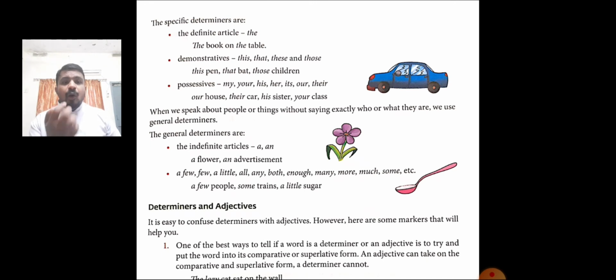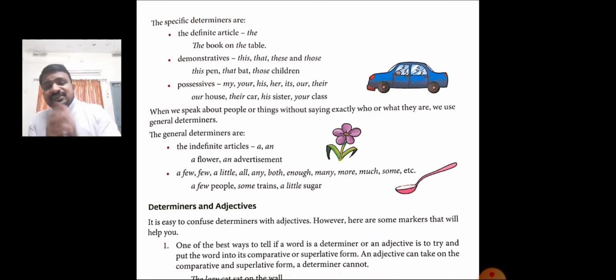Others are a few, little, all, any, both, enough, many, more, some, must, can. All those can be used as general determiners. A few people, some trains, a little sugar. Some trains are running late, but the train which I take to travel from Gujarat to Delhi comes on time every day. Now I am pointing out some trains, and then the train.